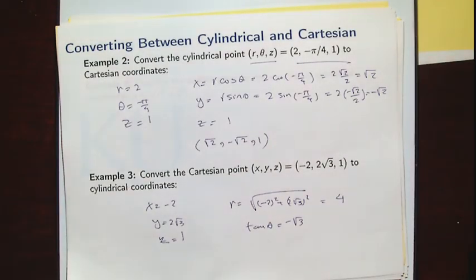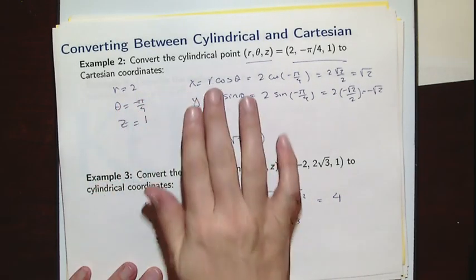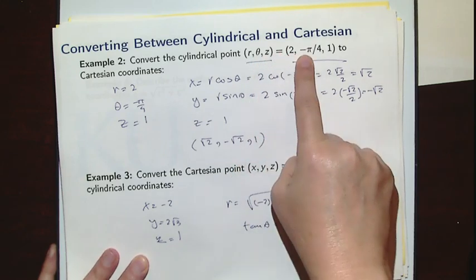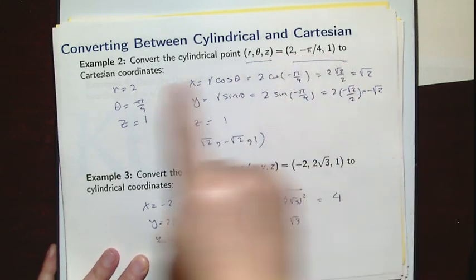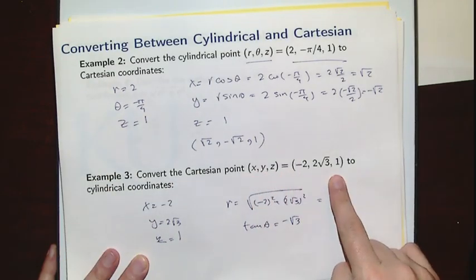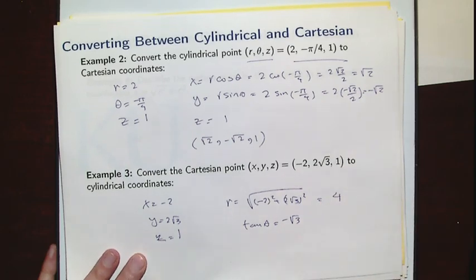So the formulas are going to be x equal to r cosine theta, y equal to r sine theta, and z equal to z. Now, we were over here. We converted a cylindrical point, r, theta, and z, to Cartesian. Now we're doing the backward. X and y and z are given to me. Now I want to convert to r, theta, and z.